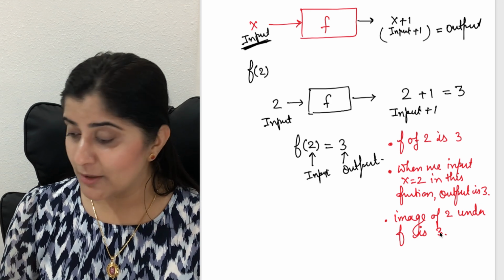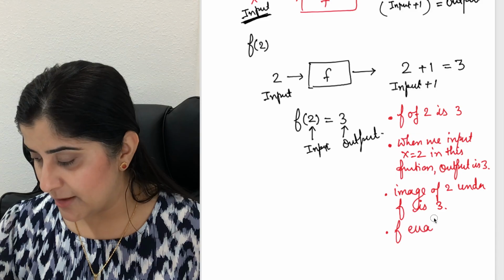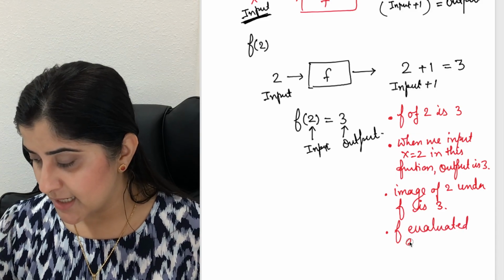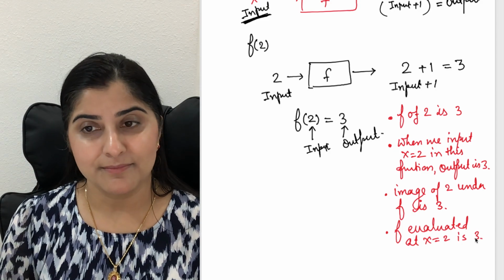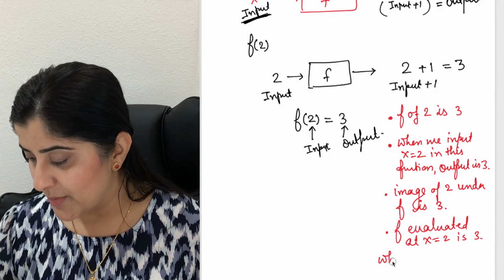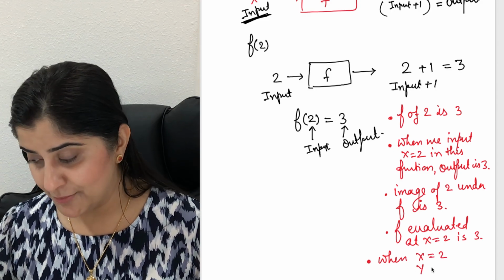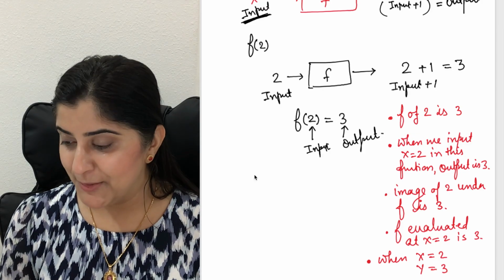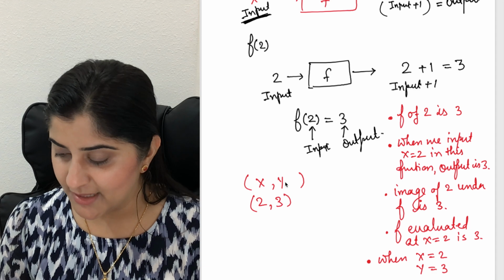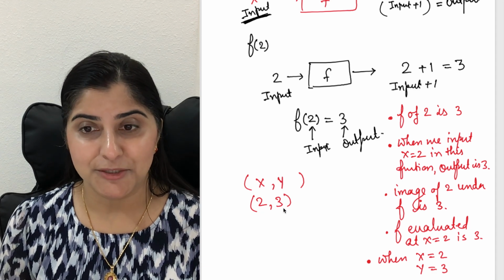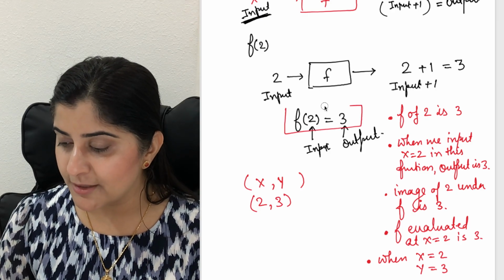So you can say f evaluated at 2 is 3, or f evaluated at x equal to 2 is 3. Or you can say that when x is equal to 2, the y value, the output, is 3. You can write this as (x, y) = (2, 3) as well. When you input 2 in this function, the output is 3. These are all different ways of saying f of 2 is equal to 3.